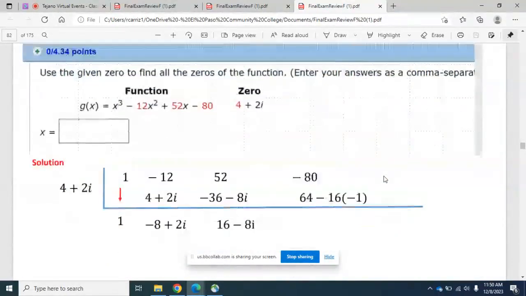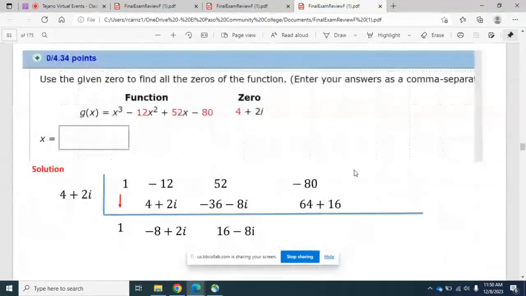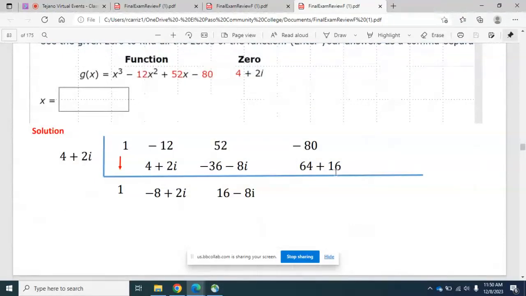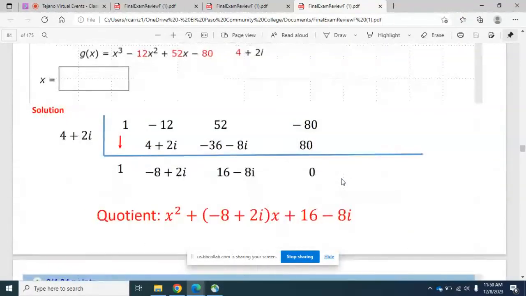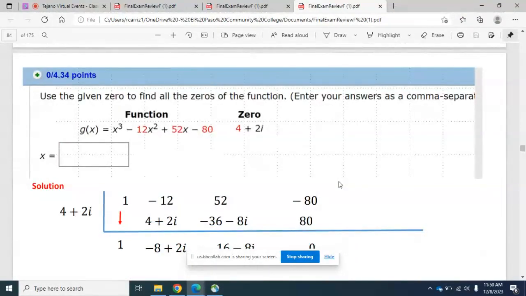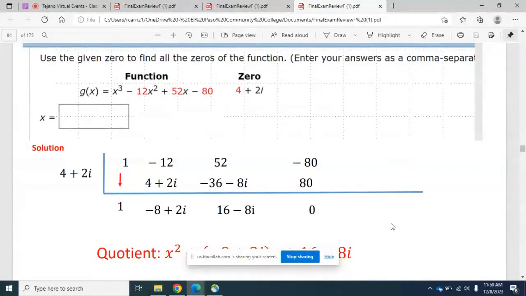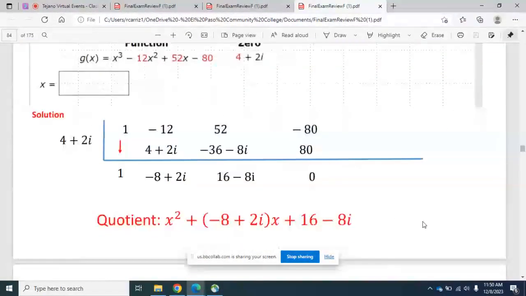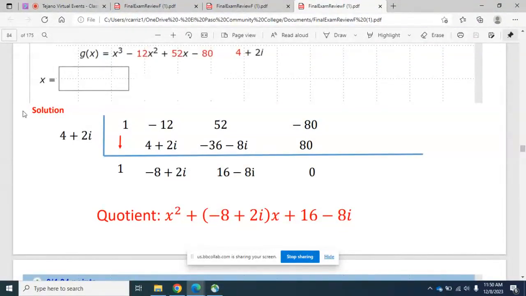So I'm going to add 64 with a 16, which is right here, 64 plus 16, which is going to give me 80. And negative 80 plus 80 is 0. And again, this has made us very happy because our remainder was a 0. So that means that, and we knew this, right? The 4 plus 2i gave us a 0.